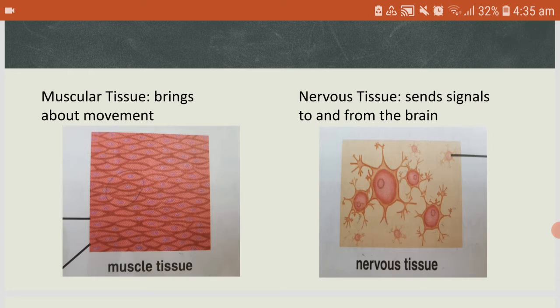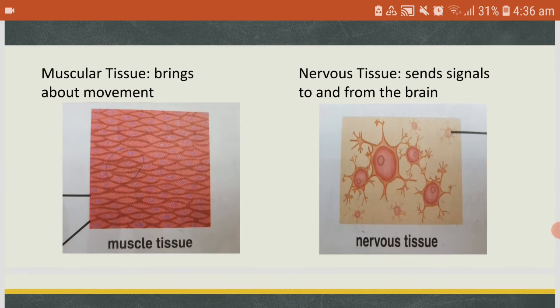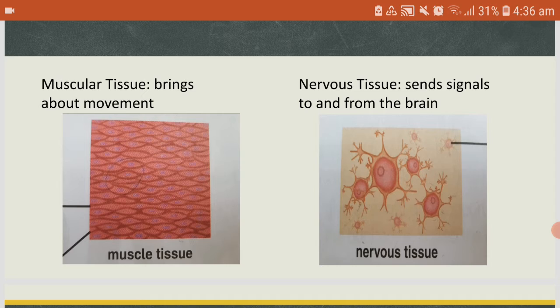Next, we have the nervous tissue. As I mentioned before, it is present in our brain, our spinal cord, and our nerves. The function of this tissue is to take signals from its surroundings and different parts and carry them to the brain. And then it also takes signals from the brain and carries them to other parts of our body.